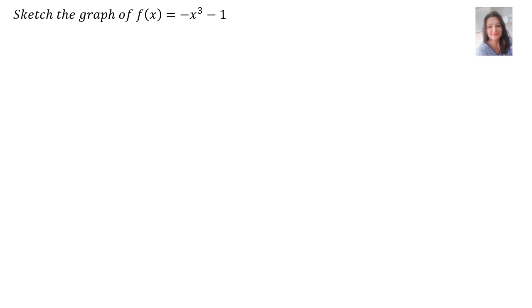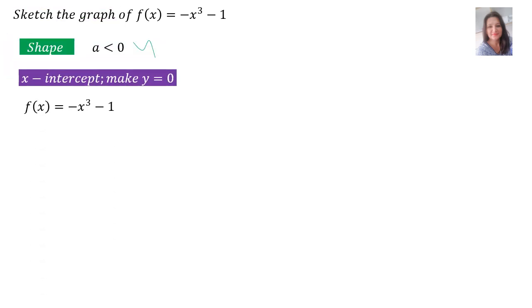Now the next graph is a very important one, and I suggest you pay close attention and you memorize this one. The question is, sketch the graph of f of x is minus x to the 3 minus 1. So again, we'll start with the shape. A is smaller than 0 or negative, therefore it's a descending graph.